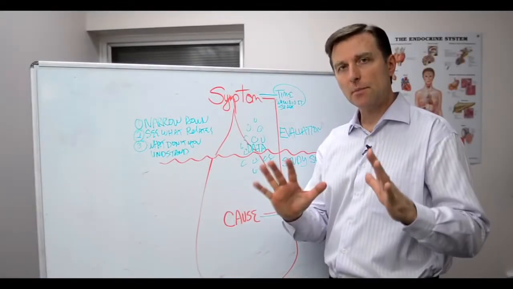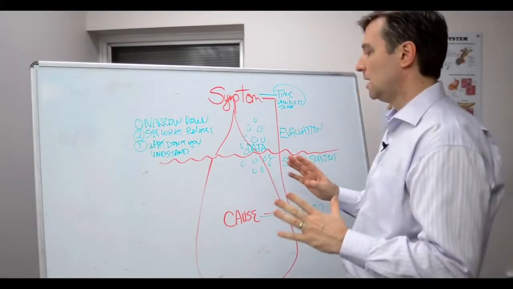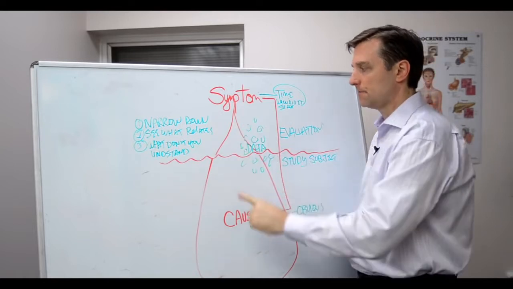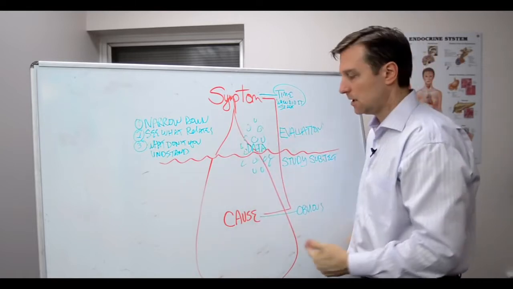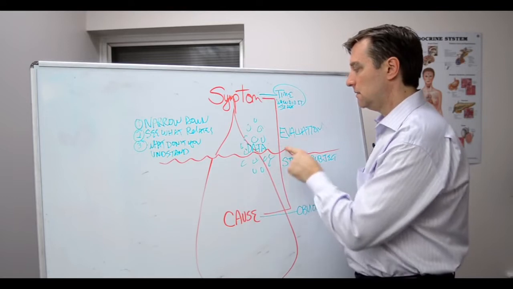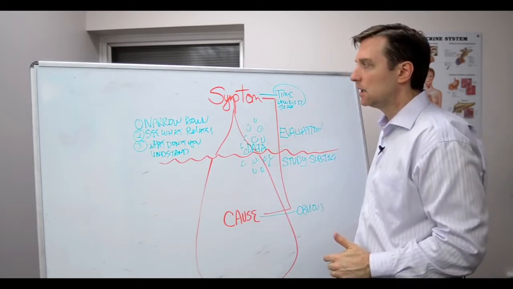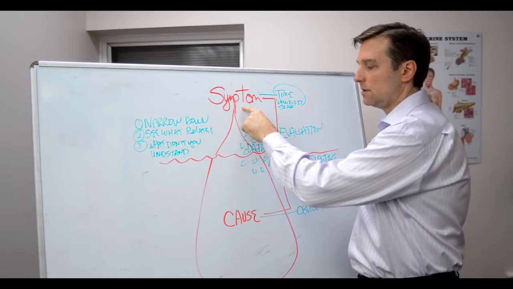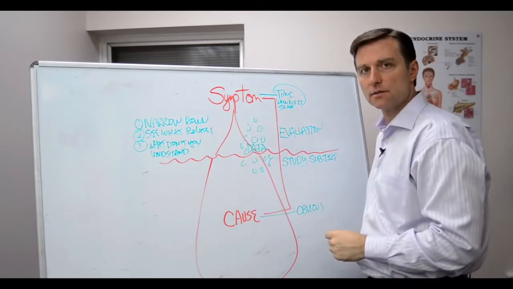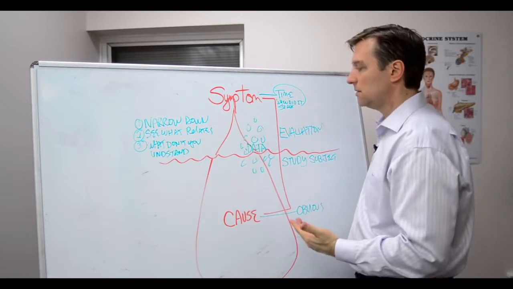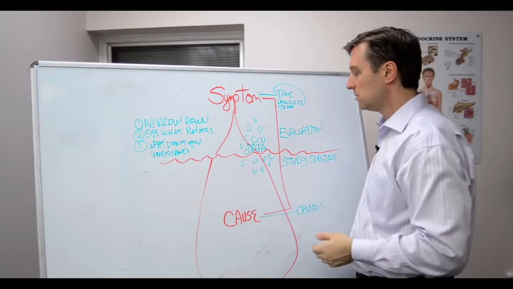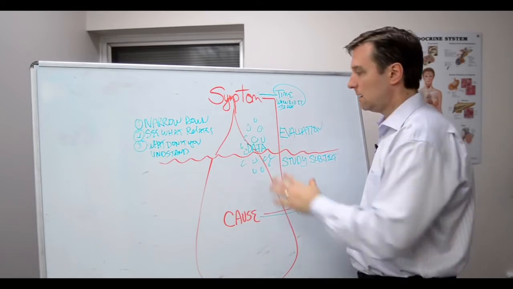Okay, so this is the template for evaluation. We have the symptom up here, which is the effect, and the cause. An evaluation is basically connecting the symptom with the correct real cause. To do that, you have to evaluate, which means to look closely at all the information.